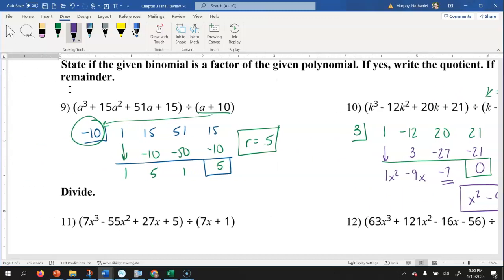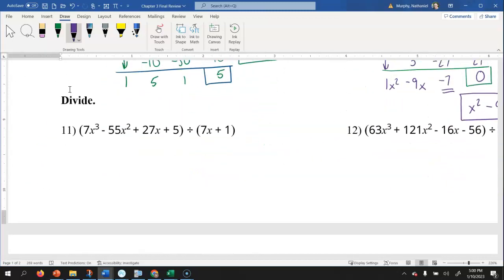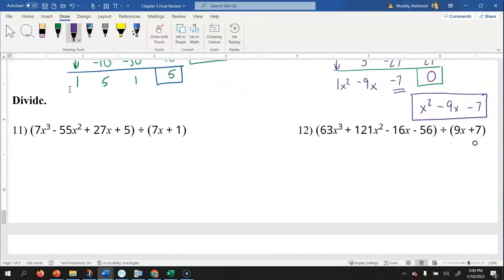Now for 11 and 12, we did problems like that, I believe, in our notes, but it wasn't an emphasis. It wasn't something that was on the test, and so it's not going to be on the final. So don't worry about doing 11 and 12.